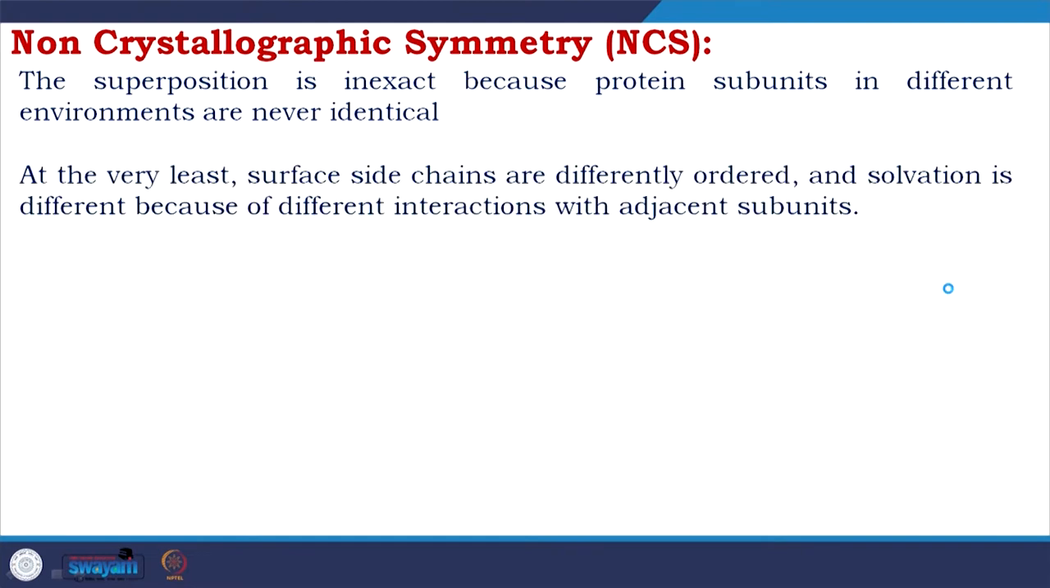At the very least, surface side chains are differently ordered and solvation is different because of different interaction with adjacent subunits. So, what they are saying, suppose it is a dimer, but when it is existing as a dimer, the interaction here and there could be different.